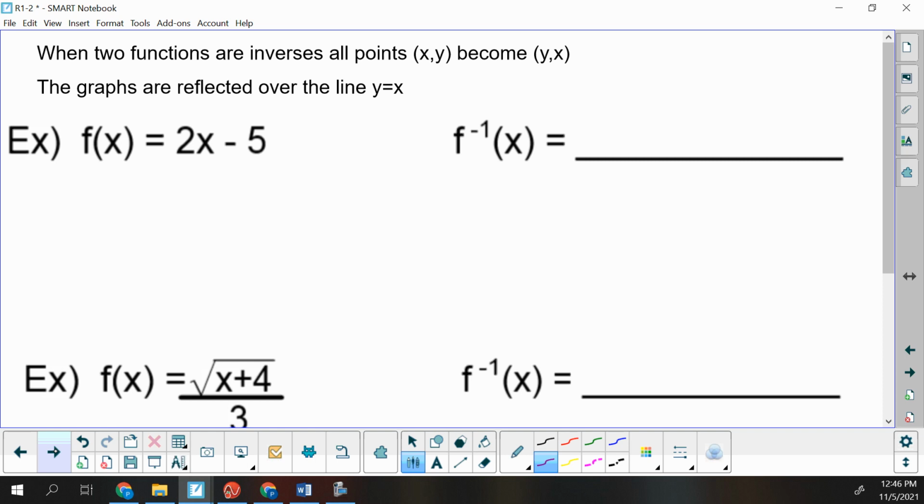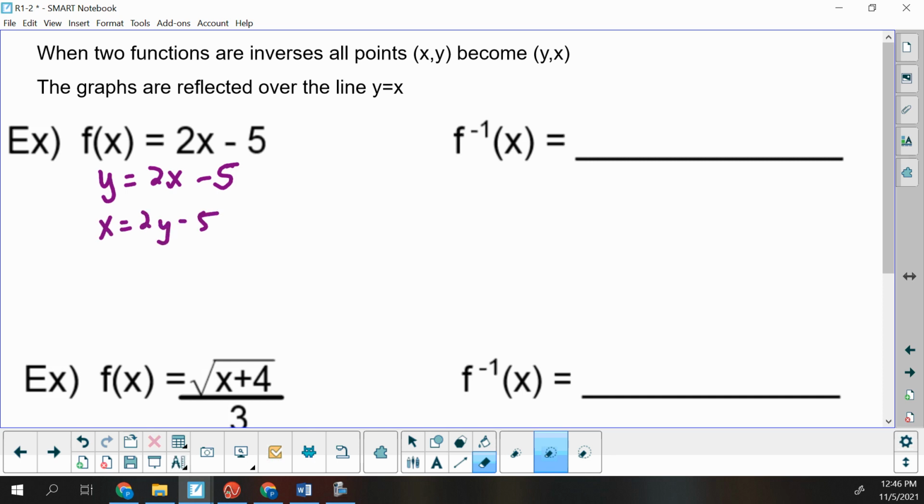So if the x's and y's are just getting switched, we can use that feature to help find the inverse equation. So first, let's think of f of x as y. So let's write this as y equals 2x minus 5. So we're going to switch where x and y are. So this is x is 2y minus 5. Then all we do is we work to get y by itself. We'll add the 5 over to get x plus 5 equals 2y.